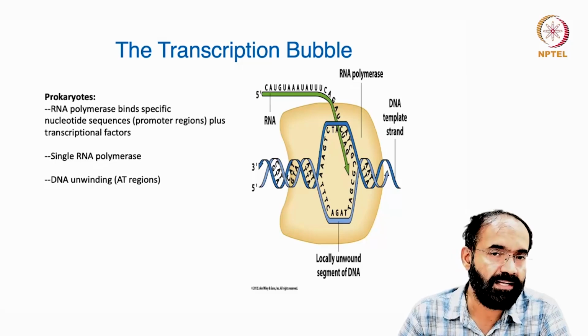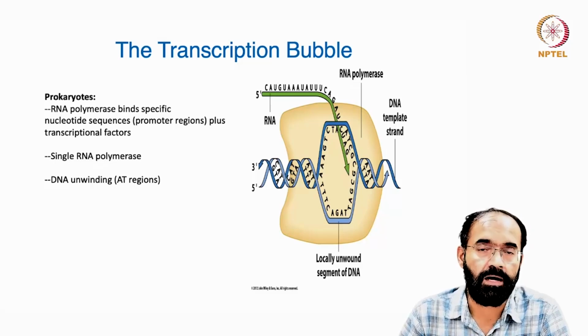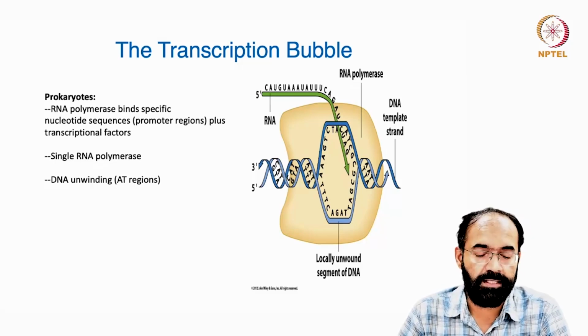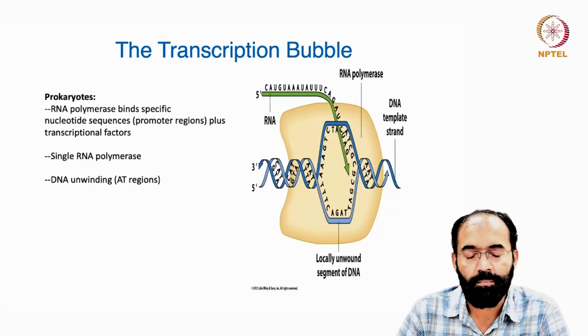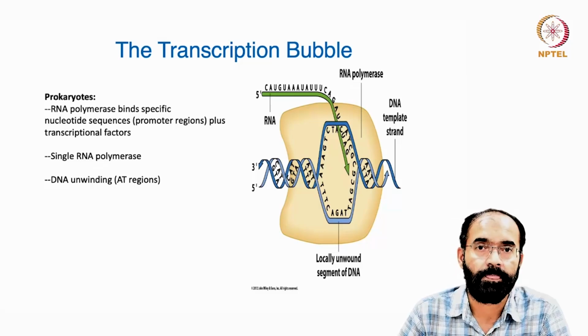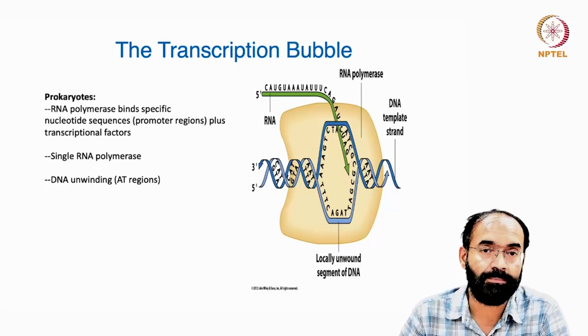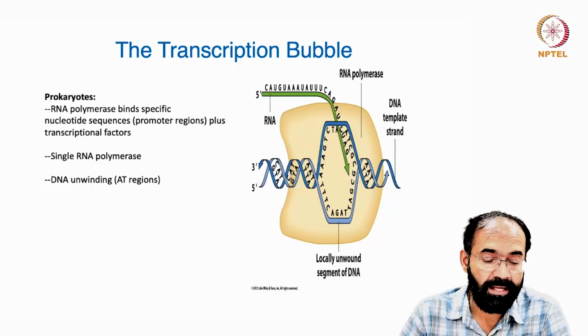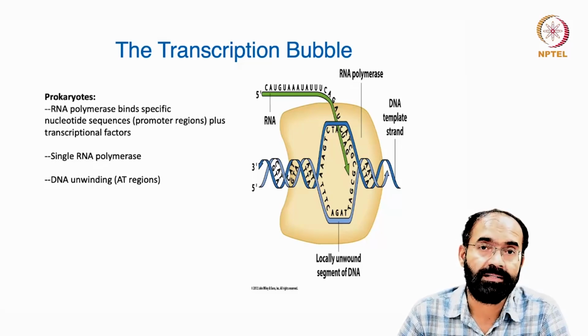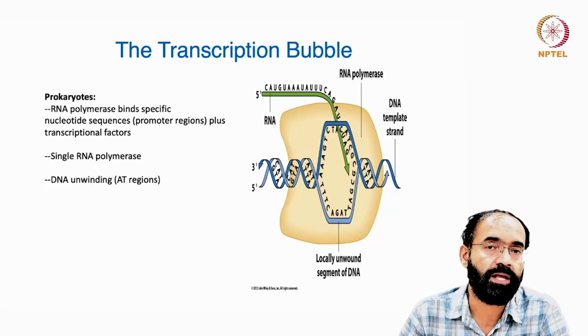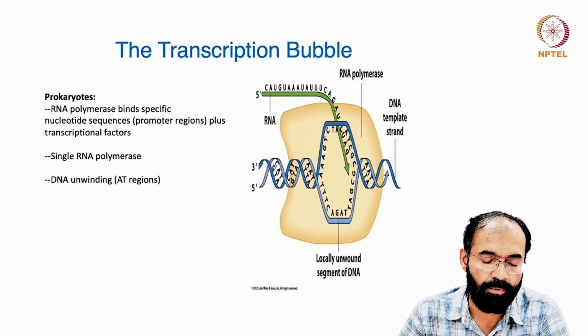We will see more in detail about the gene regulation, how the various protein factors are contributing to the gene regulation. But for the time being, we are understanding the basics of transcription in a prokaryote, and a single RNA polymerase is important. That means in eukaryotes it may not be single. That is why in prokaryotes we use the word single RNA polymerase. We will see that later in eukaryotic transcription.